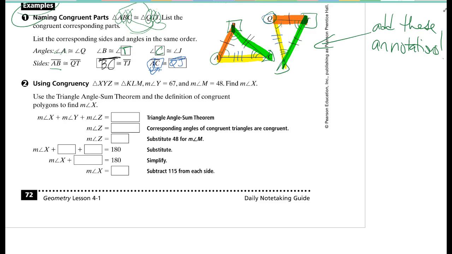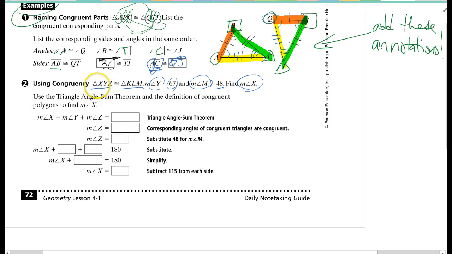Then example number 2, using congruency. So say we have a triangle XYZ is congruent to another triangle KLM, and they tell you a little bit more. This angle Y would be 67 degrees, and angle M is 48 degrees. So now we have to find the measure of angle X. Well, you know what? There's nothing like a good diagram to help us get through one of these situations.